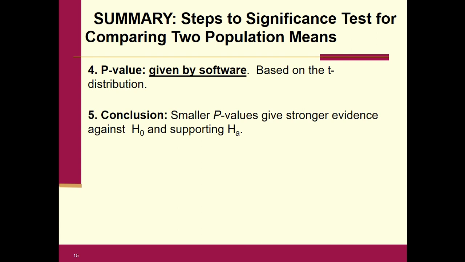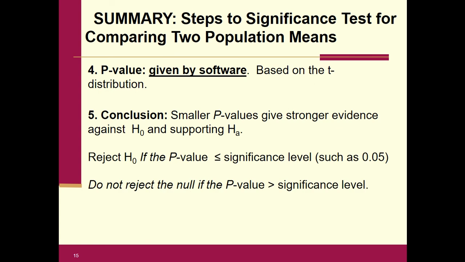And then 5, the conclusion. Smaller p-values give stronger evidence against the null hypothesis and supporting the alternative, right? And so we always compare that to alpha. So we'll go ahead and reject the null if the p-value is less than or equal to the significance level, just like we always have. That never changes for any hypothesis test. You always compare the p-value to alpha, the significance level.